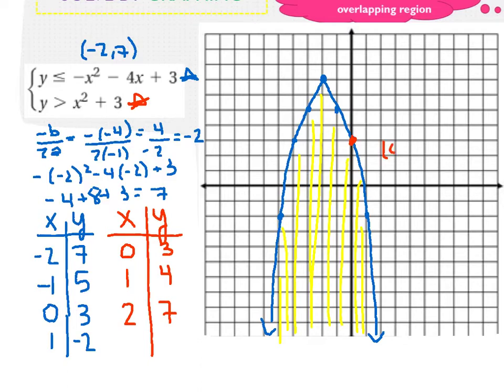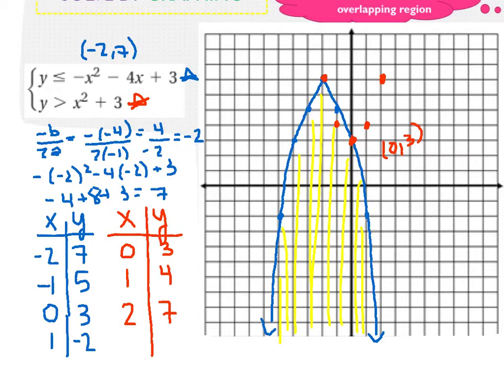They share that common point: 1, 4, and 2, 7. Anything bigger would go off my graph, so those are the only points I'm going to plot. Going ahead and reflecting them across my axis of symmetry, which here is the y-axis.